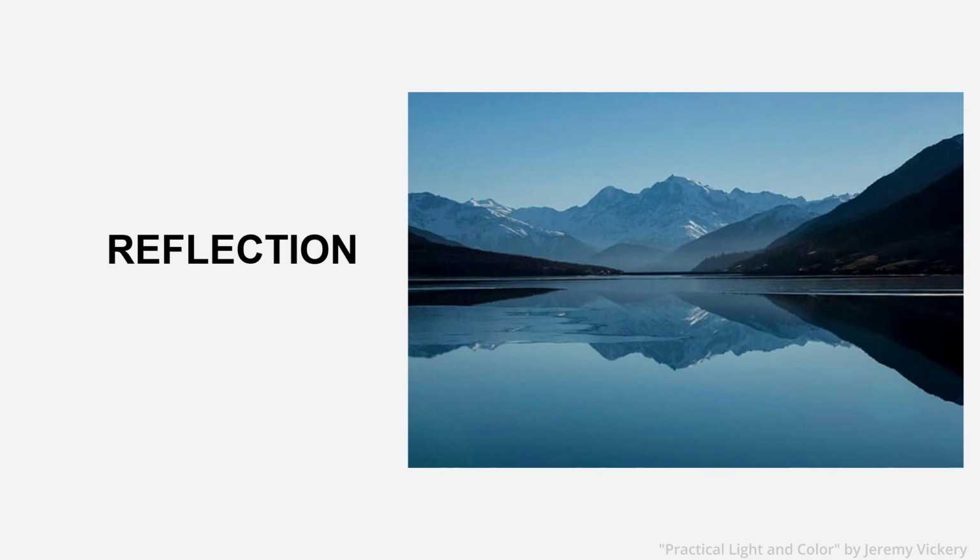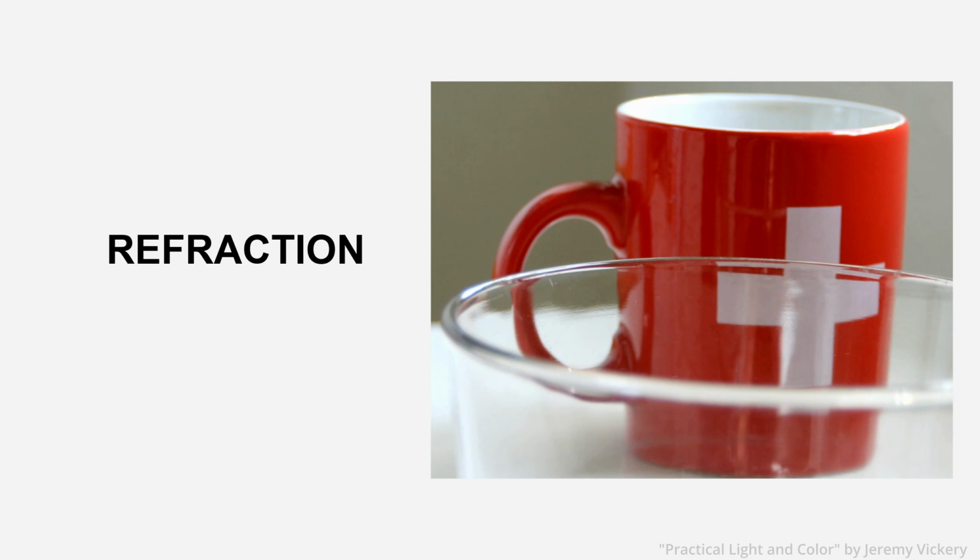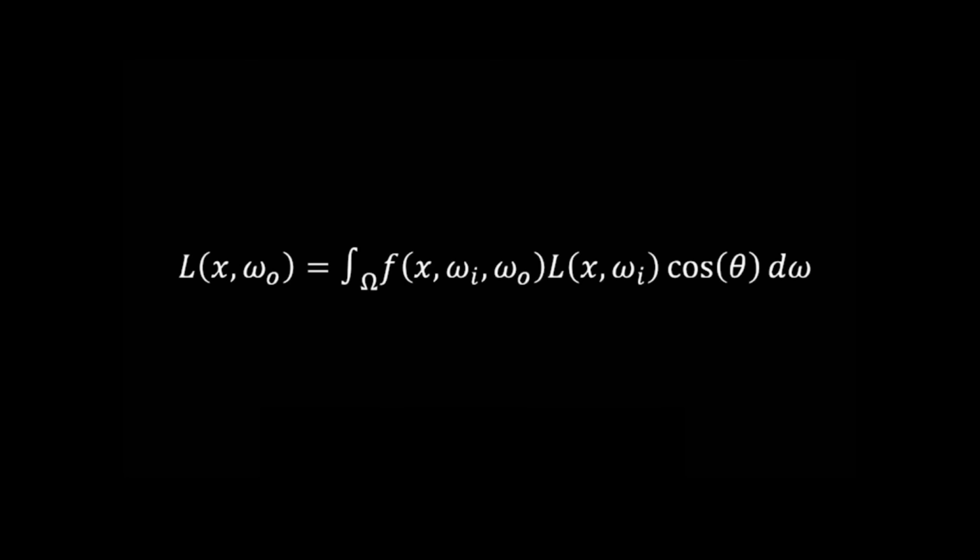Reflection, which I think we're all familiar with, and refraction, where light rays pass through a surface and bend the light as a result, leading to distorted images, for example in this glass cup. The behavior of light and its mechanics can be captured in an equation.